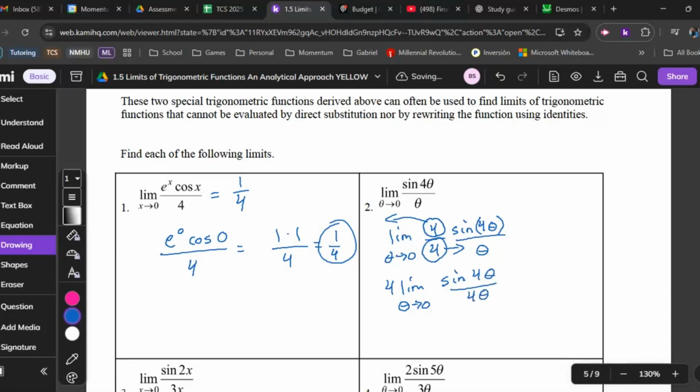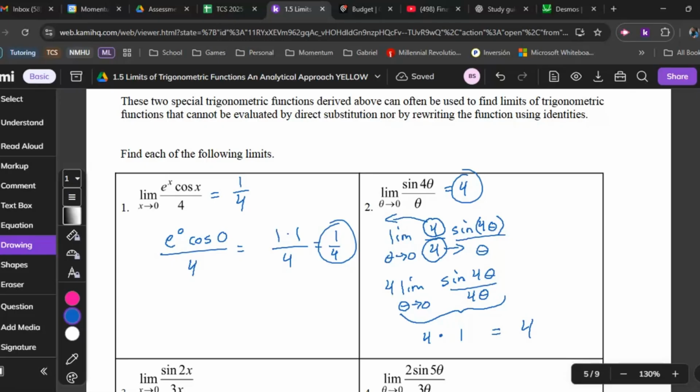Why can I do that? Well, because if I'm taking the limit of two things multiplied, we already talked about it, it's just the two limits multiplied together, right? And what's the limit of a constant like 4? It's just 4. So I might as well just pull it out and multiply by 4 later. So now I can work this out, because the limit as theta approaches 0 of sine 4 theta over 4 theta is 1. So this is really 4 times 1, or just 4.